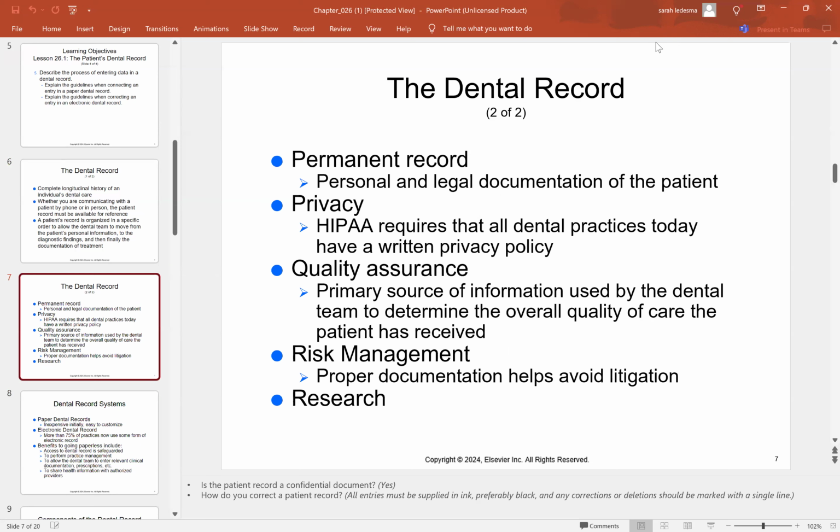Privacy: HIPAA requires that all dental practices today have a written privacy policy. Quality assurance: the primary source of information used by the dental team to determine the overall quality of care the patient has received. Risk management: proper documentation helps avoid litigation and research.